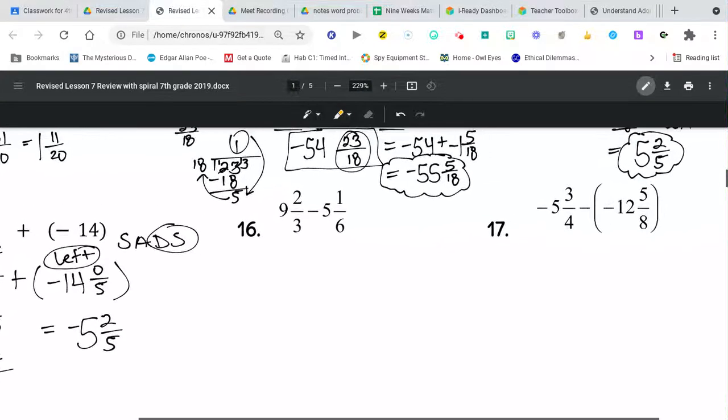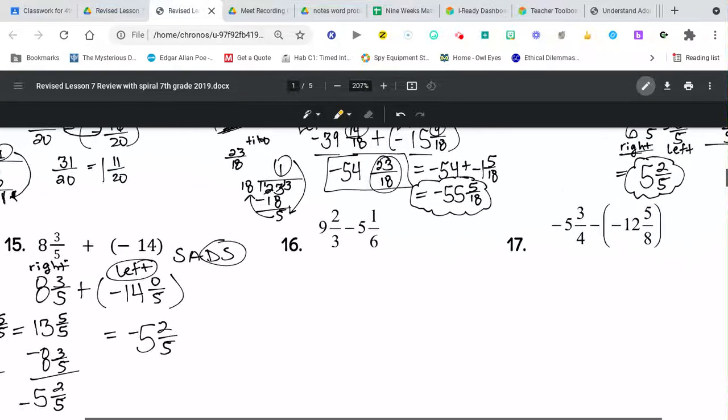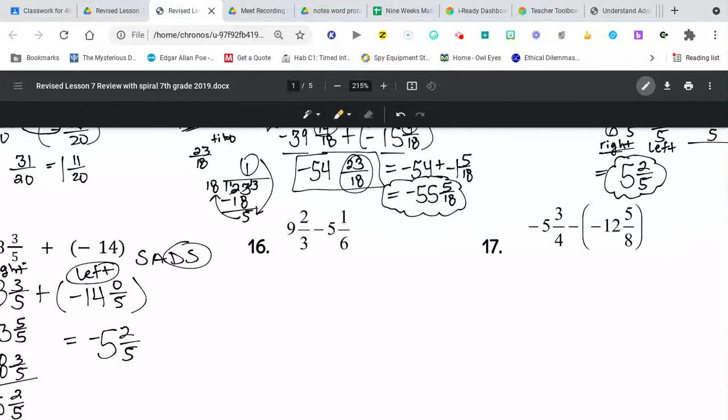Let's take a look at number 16. On number 16, the common denominator is 6. So let's multiply both the numerator and denominator by 2. 3 times 2 gives me 6. So now I have 9 and 4/6 minus 5 and 1/6. And that's regular subtraction, guys. The larger number first, and you're subtracting a positive.